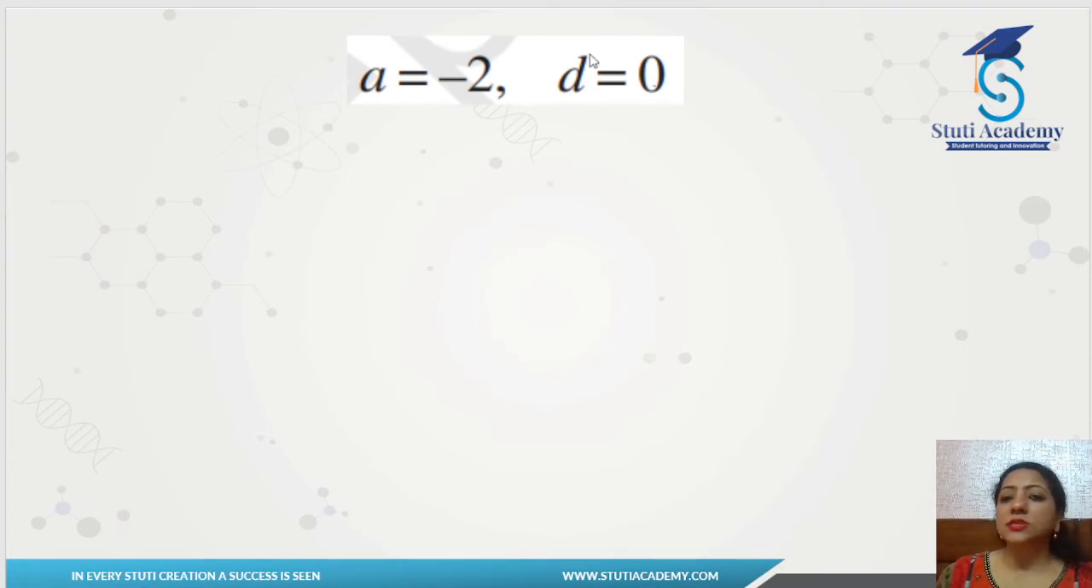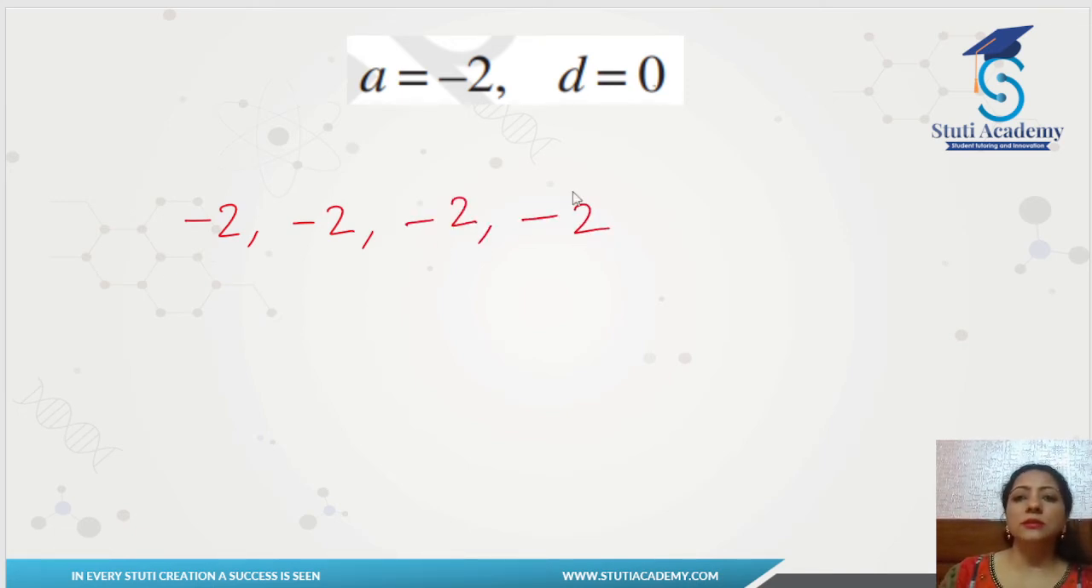Now we have a as minus 2 and d as 0. We have to again write the first 4 terms. The first term we already have, minus 2. Add 0 to it, you will get minus 2. Add 0 again, you will get minus 2. Again, add 0, you will get minus 2. So when we keep on adding 0, it will not make any difference in the value. So we'll be repeating the same number.